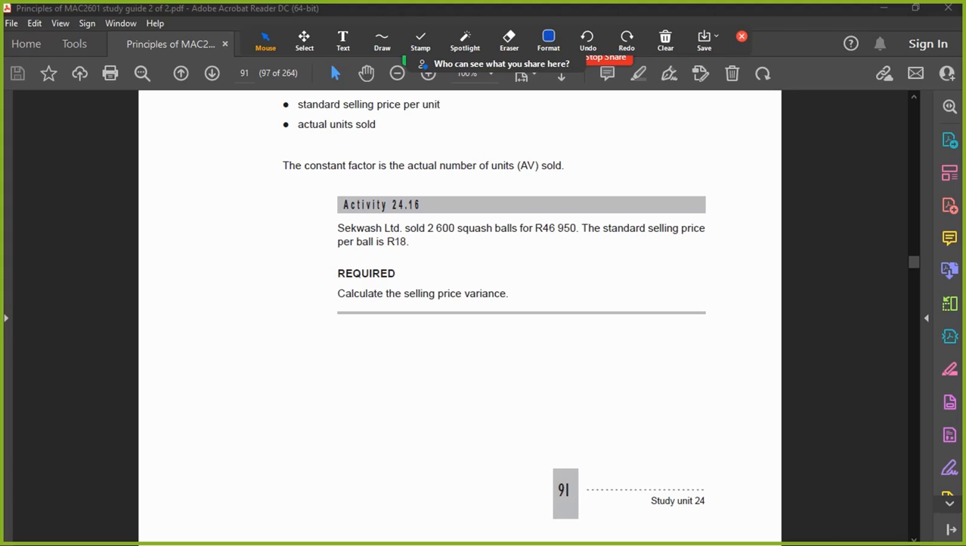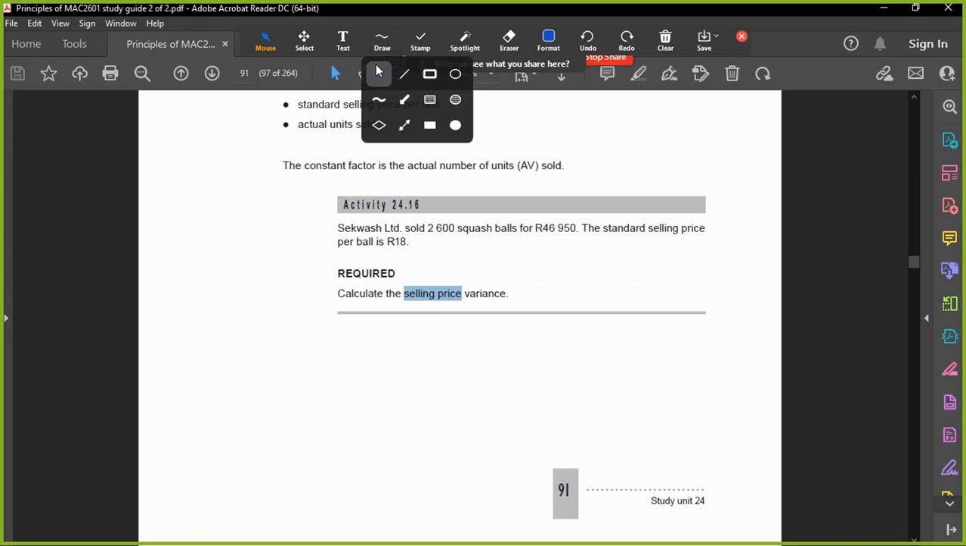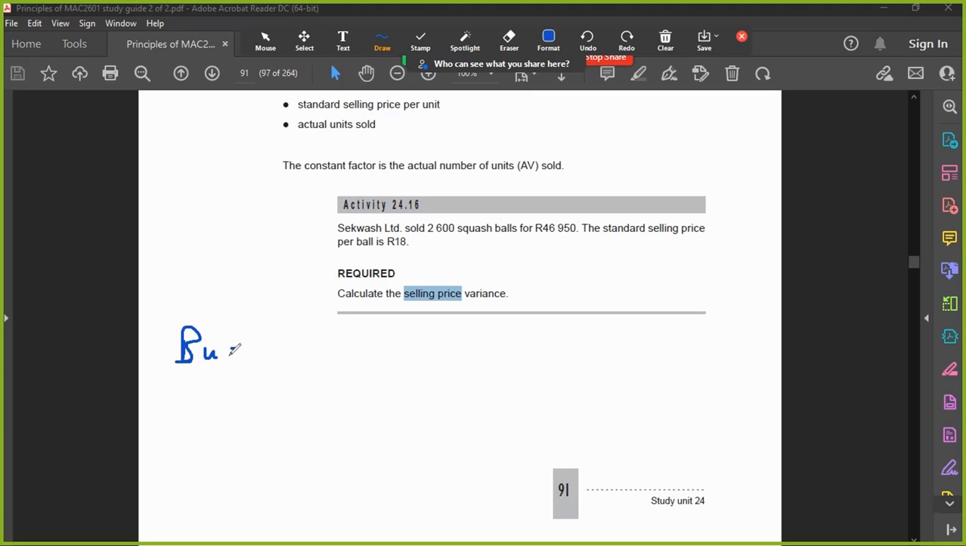It's what we thought we were going to sell it for and what we actually sold it for. That's a good place to start. Selling price is going to be based on the standard and the actual, the budget and the actual. The budget would be the standard cost, but in this case standard costs don't apply because you're looking at the selling price. So you're looking more at revenue, at sales as a whole. So that would be a target.